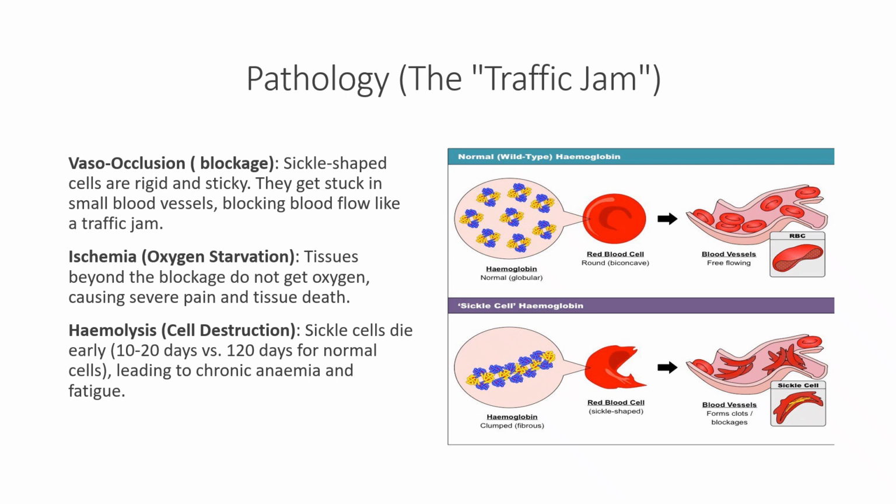Another thing that happens in sickle cell disease is that there is a constant chronic hemolysis going on. Sickle cells die early. They last for 10 to 20 days versus 120 days for normal red blood cells. This causes chronic anemia, fatigue, and a component of jaundice.